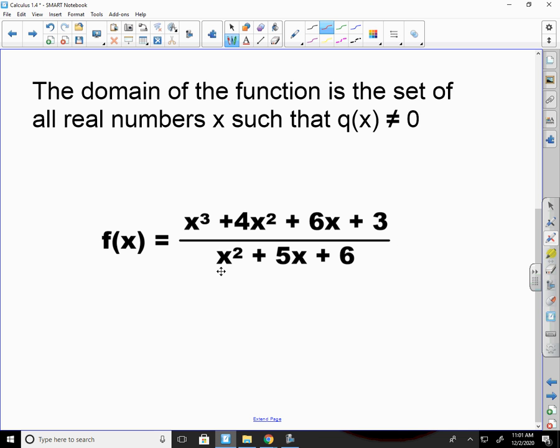So whenever we look at this function here, this is an example of a rational function. And we need it to be true only whenever the bottom is not equal to 0. So in order to figure out where it's true and where it's not true, we're going to take this bottom part of the equation and set it equal to 0.